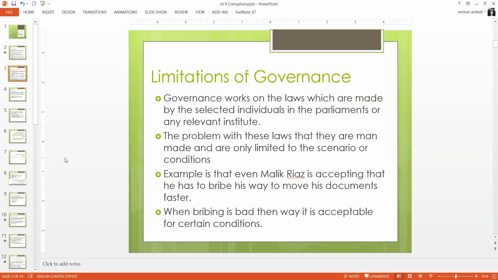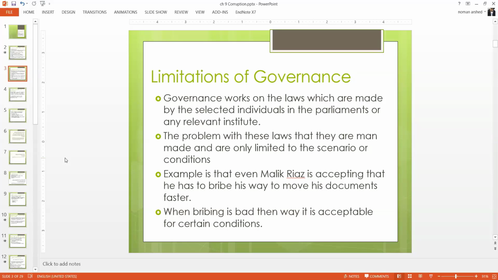Now we go towards the limitations of governance, which come from the limitations of the definition prepared by us. Governance works on the laws which are made by selected individuals in the parliament or any other relevant institute. So the governance that we discussed in the previous slide is dependent upon the laws which are made by humans. The problem with these laws is that they are man-made and they are limited to the scenarios and conditions. It means that the laws they made are subject to change, because we only know the things that we experience, and scenarios can change.